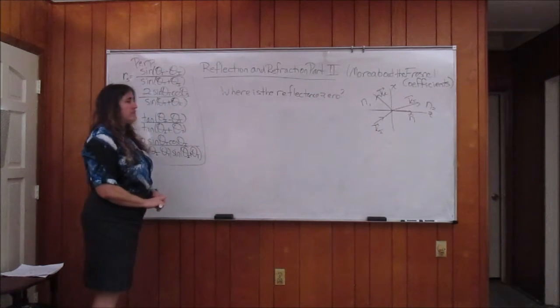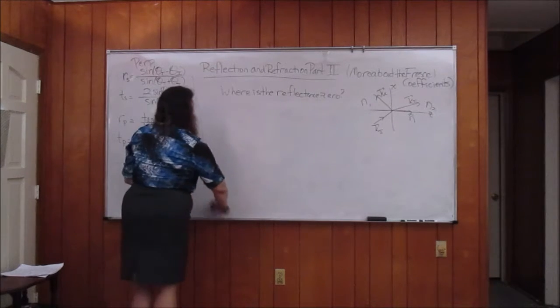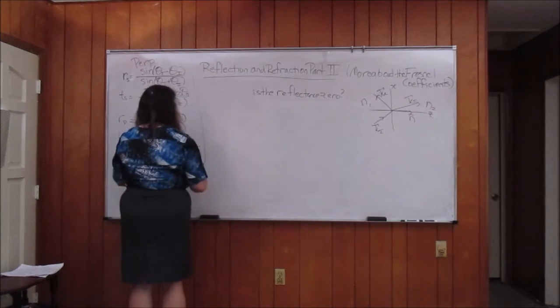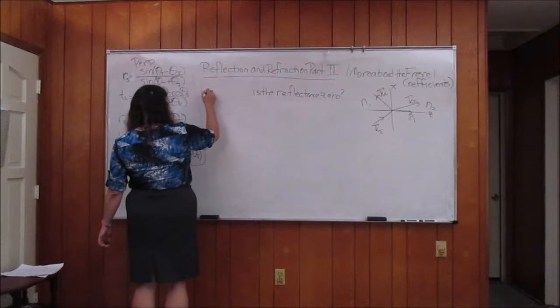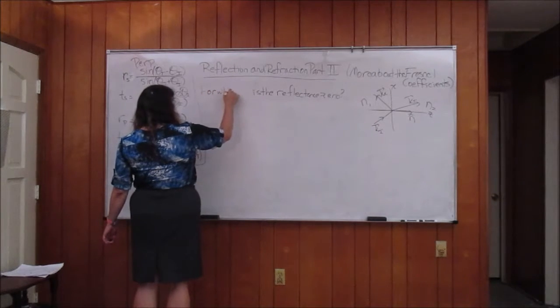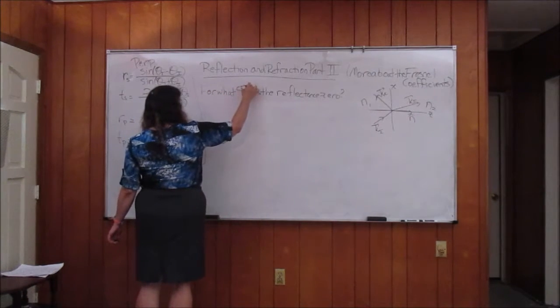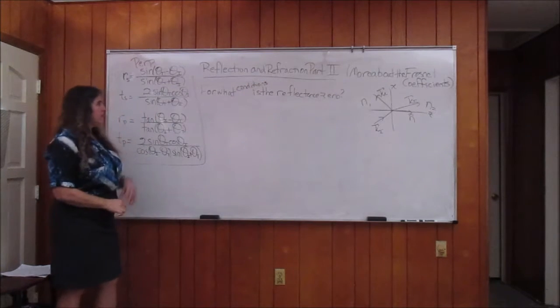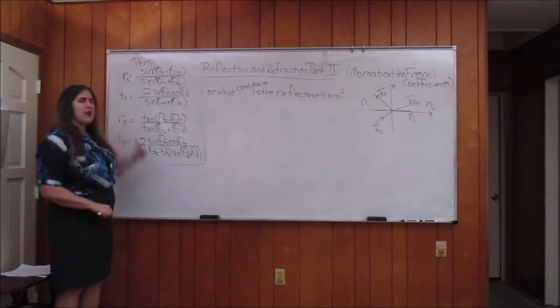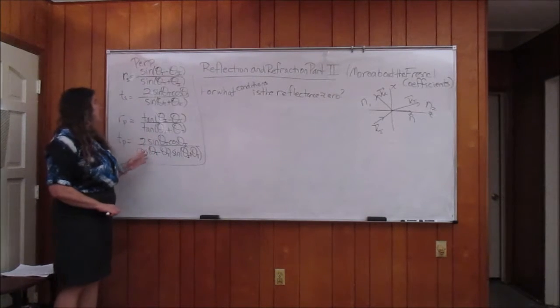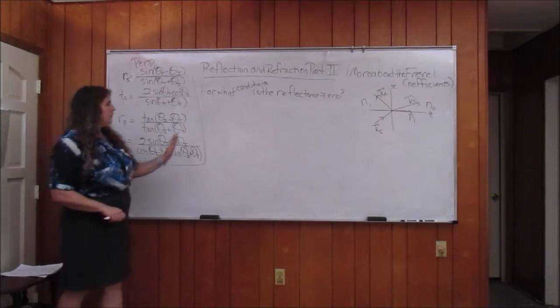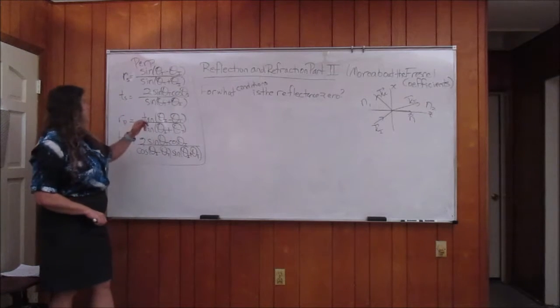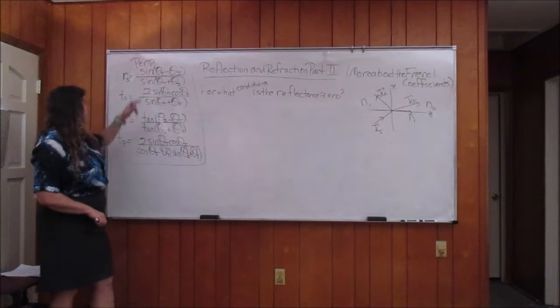Rather than saying where, I really should say for what angle is the reflectance 0, or what conditions. Now these expressions, as I have them written on the left-hand side, are especially useful for answering this question. So when is reflectance 0? Well, when is this 0?